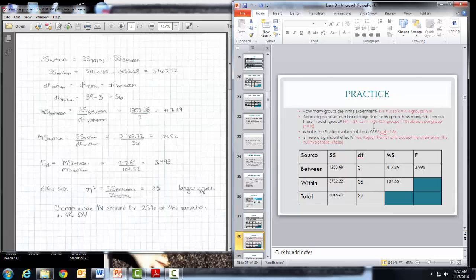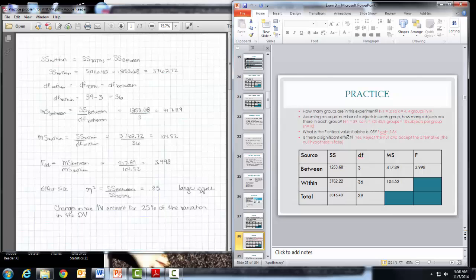If each of our 4 groups has an equal number of subjects, we would take 40 divided by 4 and get 10 subjects per group. So that would give us an equal number of subjects per group with a total N of 40. So little n equals 10.